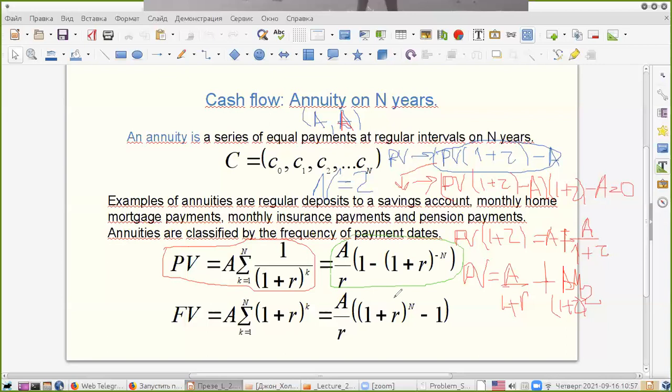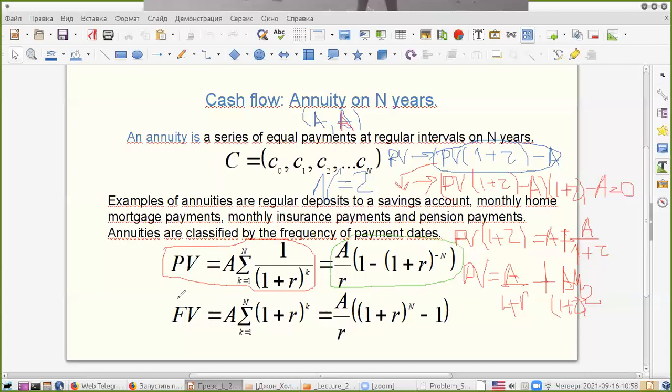It's a sum of geometric progression. Yes, you're right. We can use the formula for geometric progression, and this is a progression from 1 to n. And we remember this formula from your input test. It will be b1 multiplied by (1 minus q to the power n) divided by (1 minus q). So if we apply this formula, it will be this.